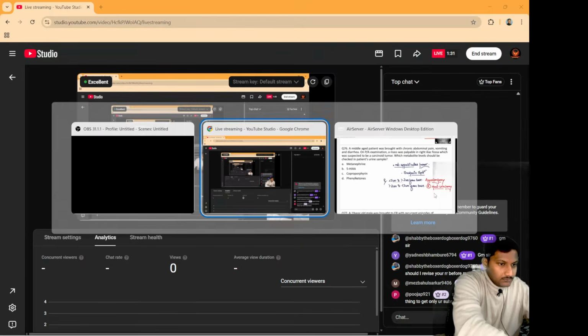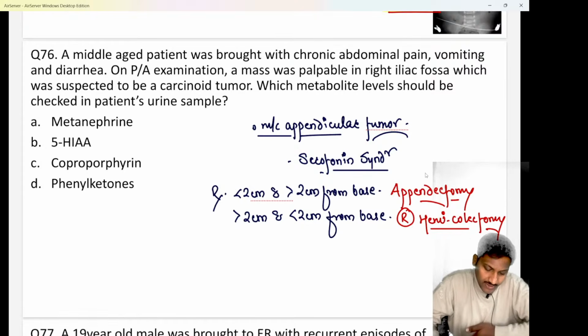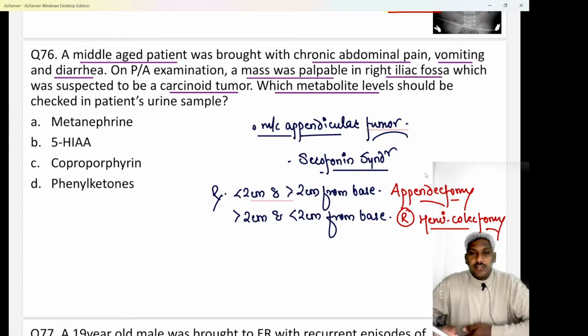So now the next question is question number 76, which says a middle-aged patient was brought to you with complaints of chronic abdominal pain along with vomiting and diarrhea. On per abdominal examination, a mass was palpable in the right iliac fossa, which is suspected to be a carcinoid tumor. Now they are asking which metabolite levels should be checked in the patient's urine sample.